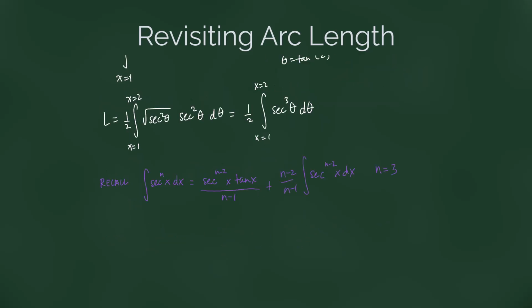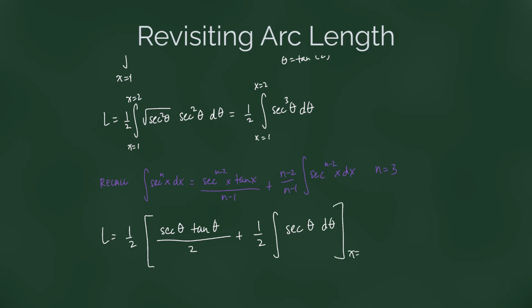Using our reduction formula, we now get that our length is 1/2 times the quantity. We're going to have secant to the n minus 2, that's the first power of theta, tangent of theta, all over n minus 1, which is 2, plus 1 over 2, times the integral of secant to the n minus 2, that's 1 again, secant of theta d theta, and we're evaluating that whole expression in terms of x from 1 to 2.